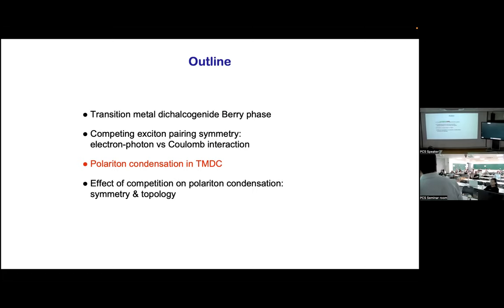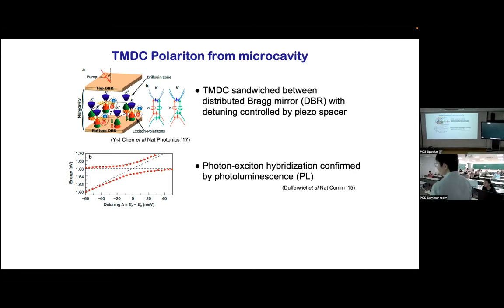So we're now going to talk about how we actually worked out the theory for this problem. We have just reviewed how we think about polariton condensation. I probably don't need to go into too much detail here because this was all discussed in the very nice previous talk. Basically, we are using Bragg mirrors to hold our photons.